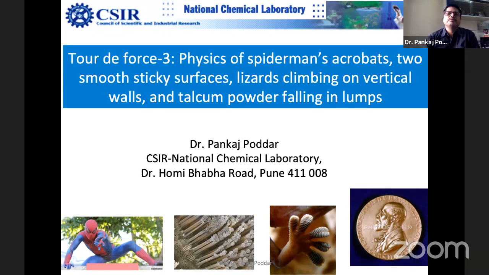And another example will be talcum powder falling in lumps. We know the example of salt, table salt. It falls freely. But if you look at talcum powder, it falls in lumps. It doesn't fall freely, right? The lump will come on your body, and then you have to rub it and spread it all over the body. I personally don't use talcum powder.